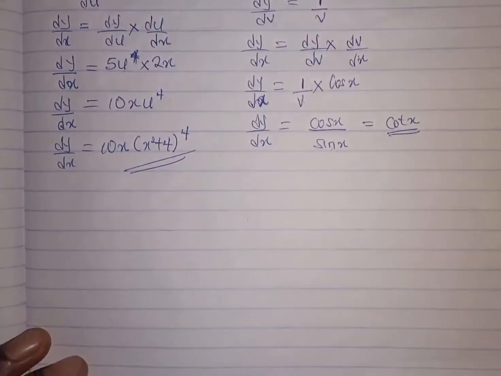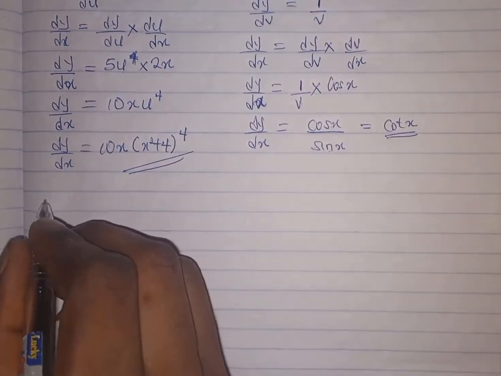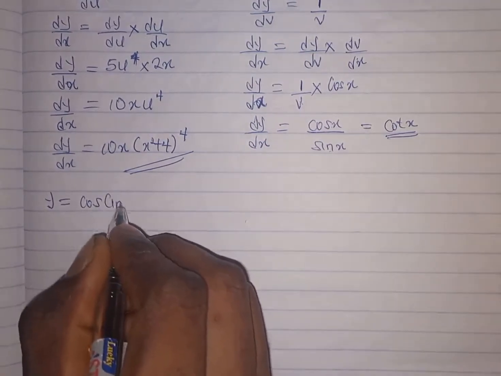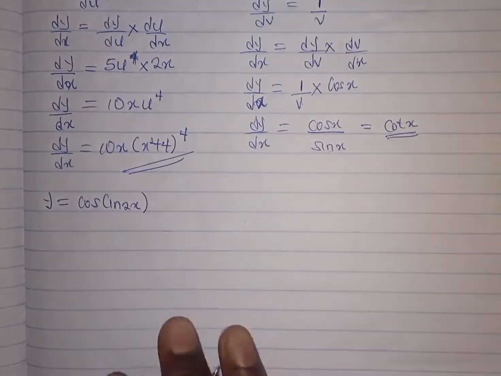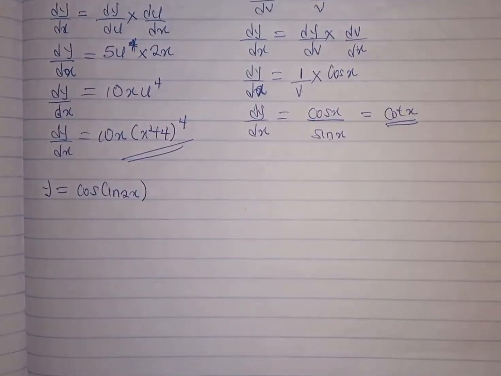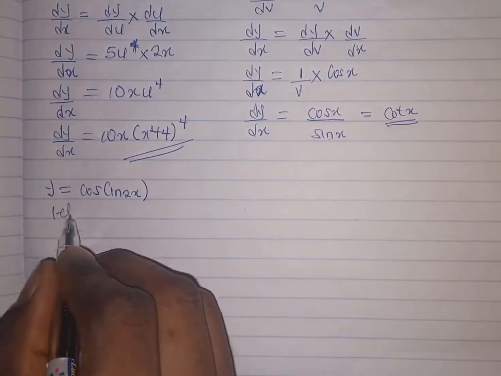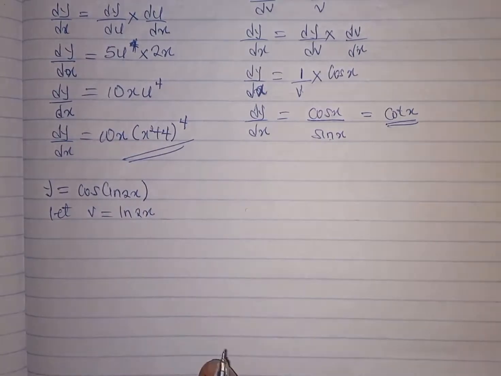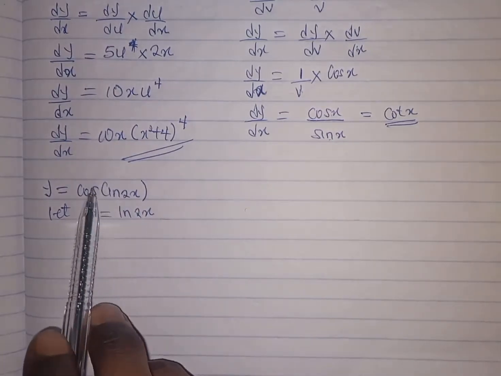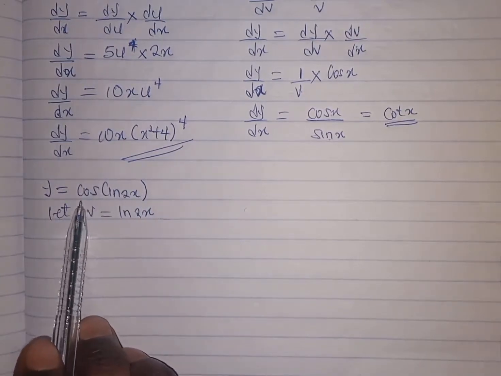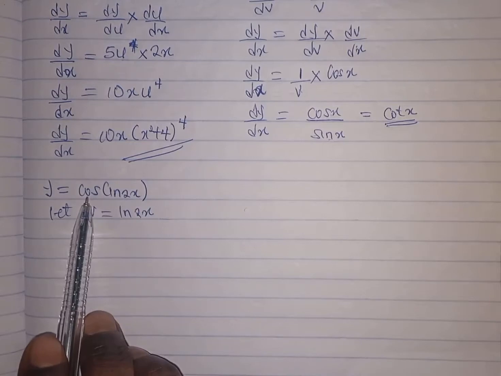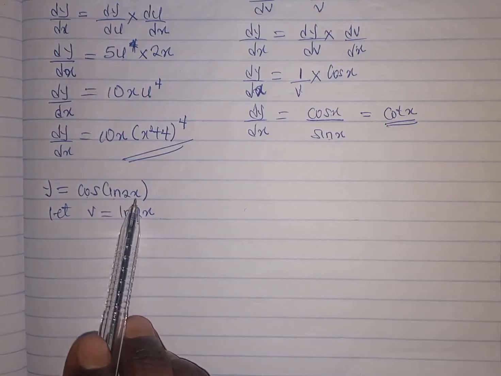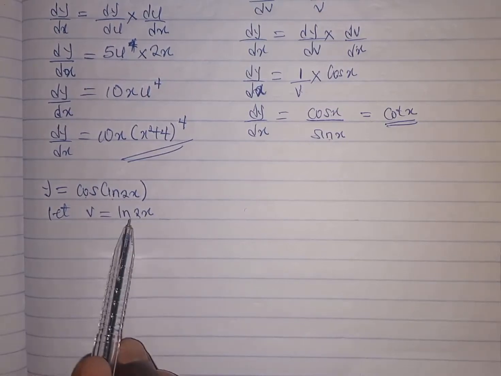Then for the final example, we have y is equal to cos ln x. So okay, it's simple. What you simply do is this. I'll say let v be equal to ln x. Now this question contains 3 functions. Number 1, this is a trigonometric function, this is a logarithmic function, and this is an algebraic function. So first of all, just say let your v be equal to ln x.